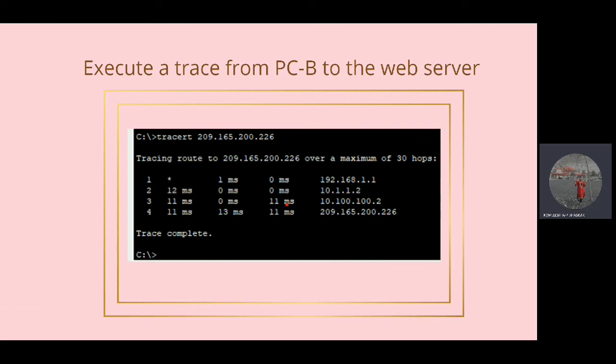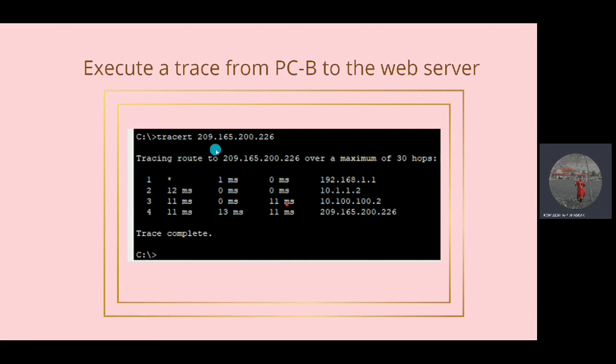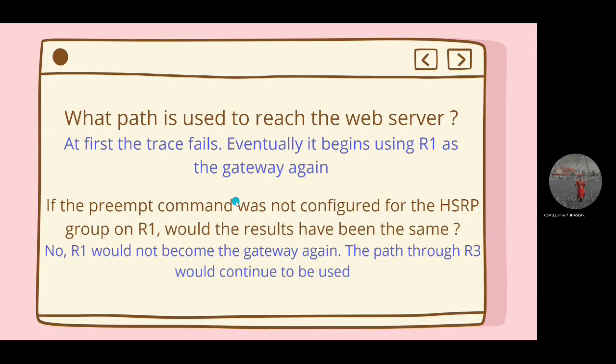Okay, next we have to execute the trace from PCB to the web server. We have to enter the command tracert 209.165.200.226 in PCB, and we can see the trace has been completed. Next, the question is, what path is used to reach the web server? At first, the trace failed. Eventually, it begins using R1 as the gateway again.